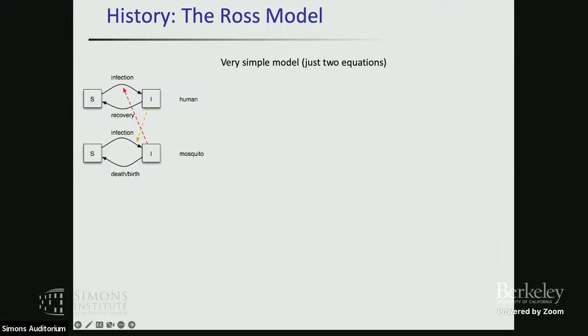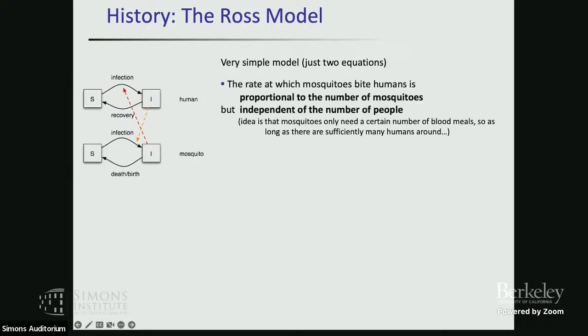Okay, so I'm going to start off with the simplest model for mosquito-borne infection. This one was originally developed for malaria. This is due to Ronald Ross, who won the Nobel Prize for elucidating the transmission cycle of malaria, and that it included mosquitoes. So this model just has two equations. We model humans as either being susceptible or infected. We model mosquitoes as either being susceptible or infected.